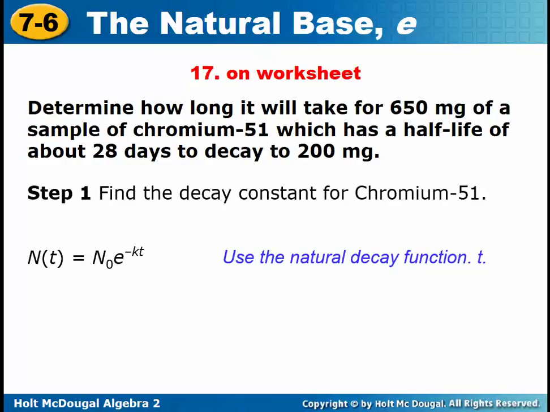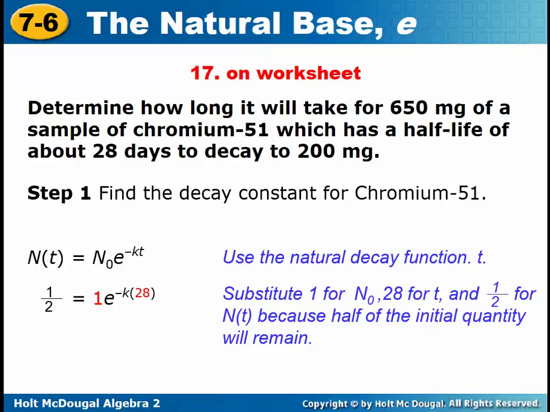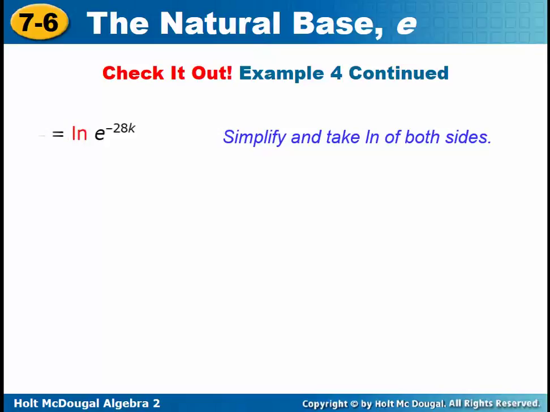So we use 1 for our original amount, and we use half for what we're going to end up with. And we know it has a half-life of 28 days, so you put that in for t. So we're not using this information yet. We first have to find the decay constant. To simplify this, if you have to find a variable that's in the exponent, you need to take the log of both sides. In this case, we'll take the natural log since we're dealing with a base of e. So you take the natural log of both sides.